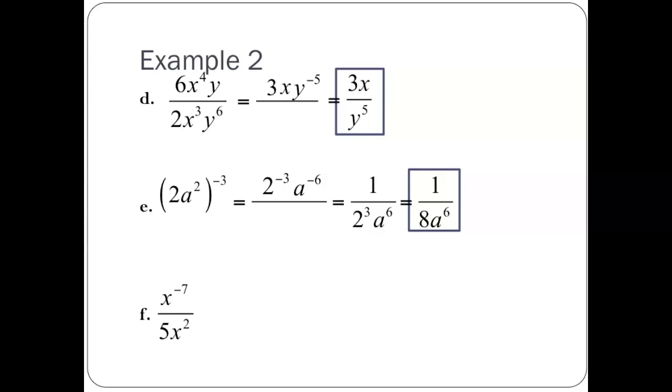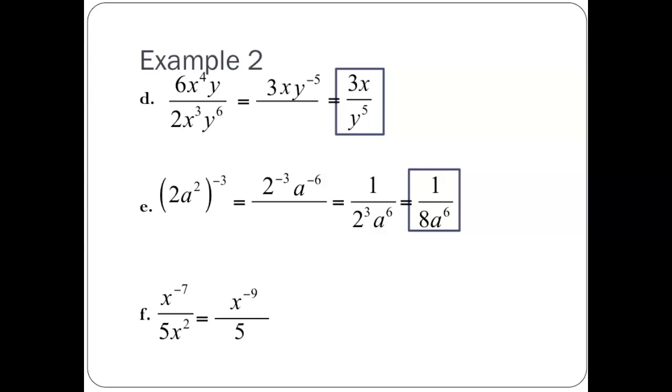All right, this next one we have x to the negative 7th over 5x squared. So we know that since we have x to the negative 7th on top and x squared on the bottom, we're dividing here, so we're going to subtract those exponents. This will be x to the negative 7 minus 2, which is negative 9. And then we can keep the 5 on the bottom.